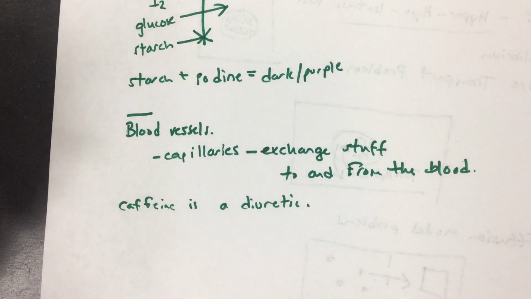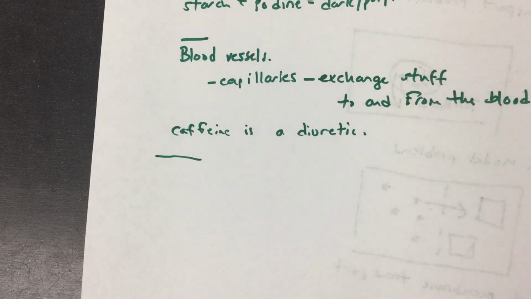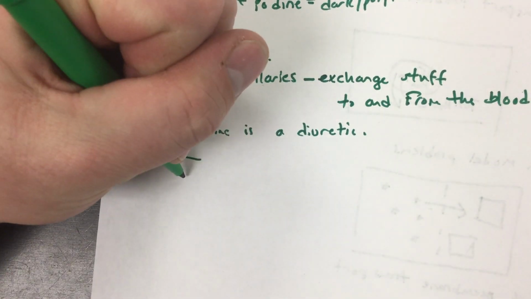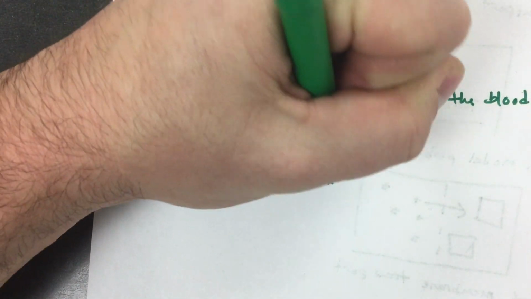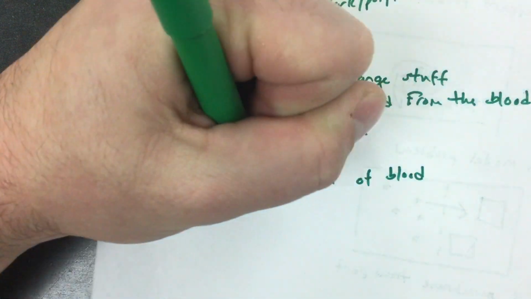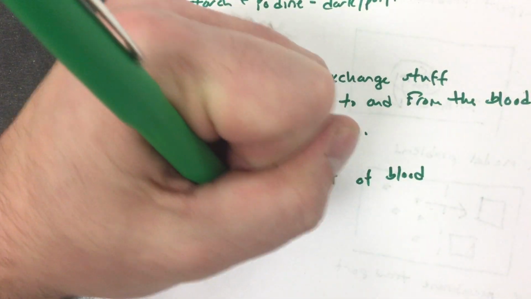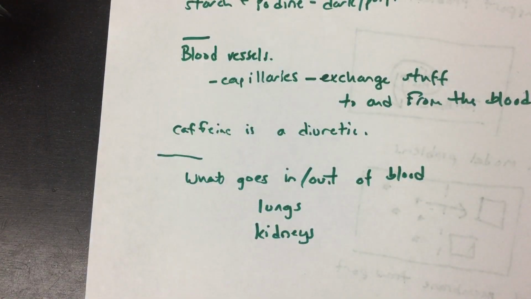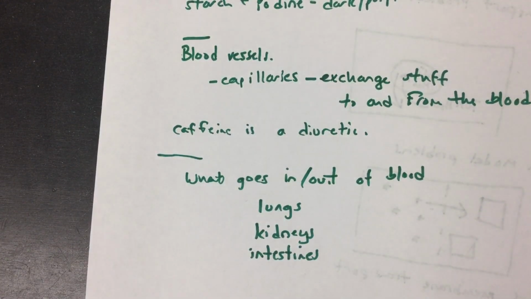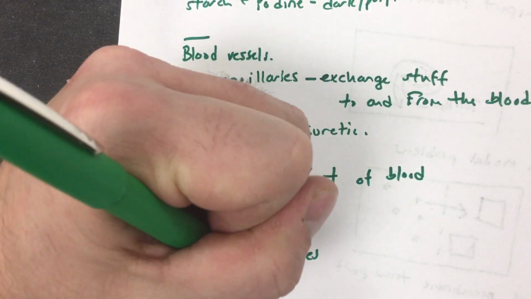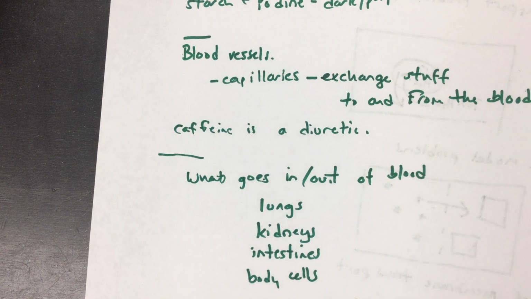And then you need to know what goes into and out of the blood at various places. You need to know what goes into and out of the blood at the lungs, at the kidneys, at the intestines, at the body cells, and that's it. And that's 45 questions.